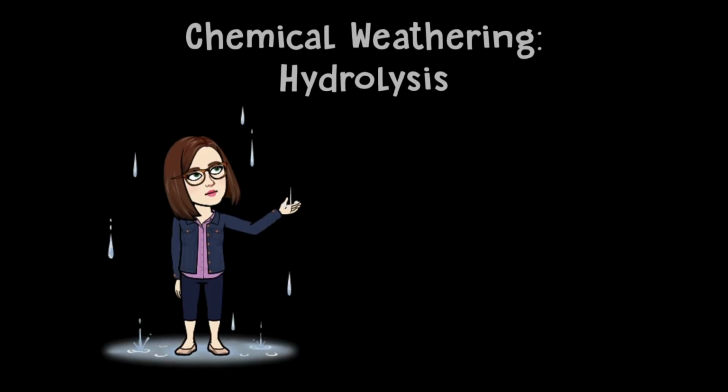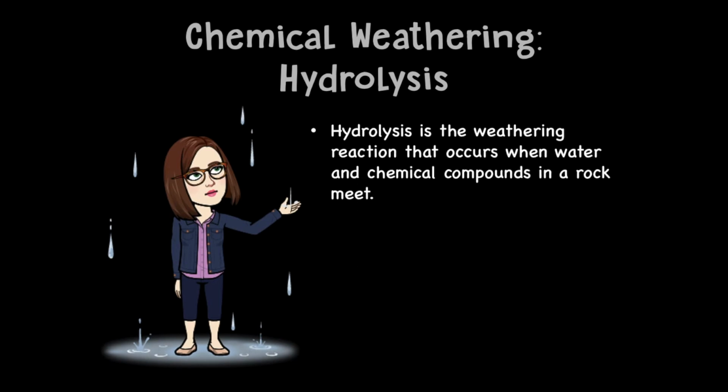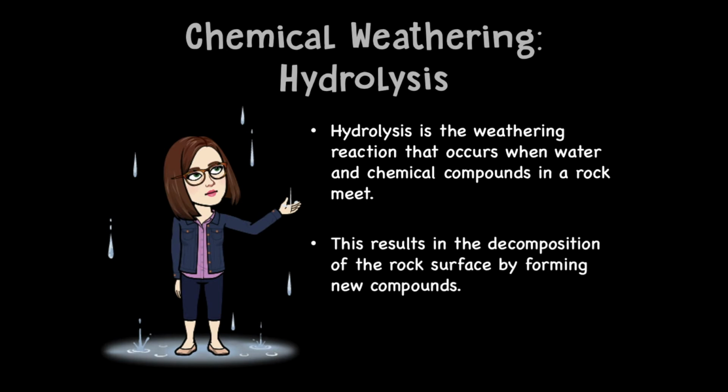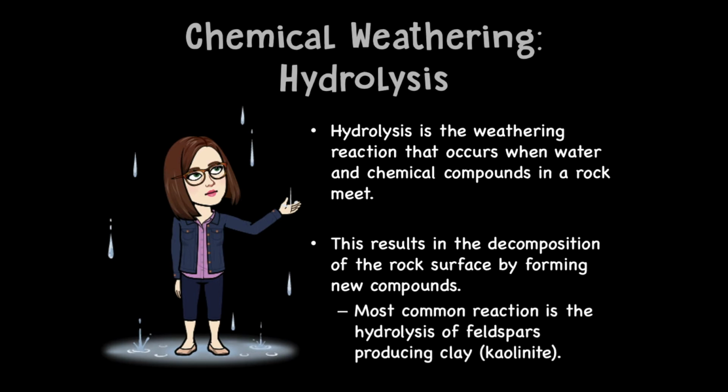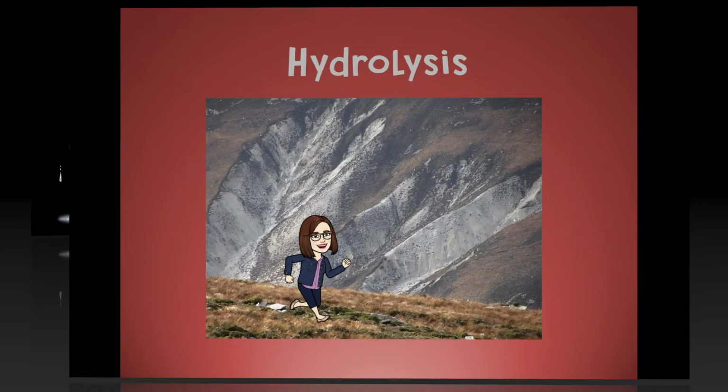Another example of chemical weathering is hydrolysis. Hydrolysis is the weathering reaction that occurs when water and chemical compounds in a rock meet. This results in the decomposition of the rock surface by forming new compounds. The most common reaction is the hydrolysis of feldspars producing clay. Here's an example of hydrolysis.